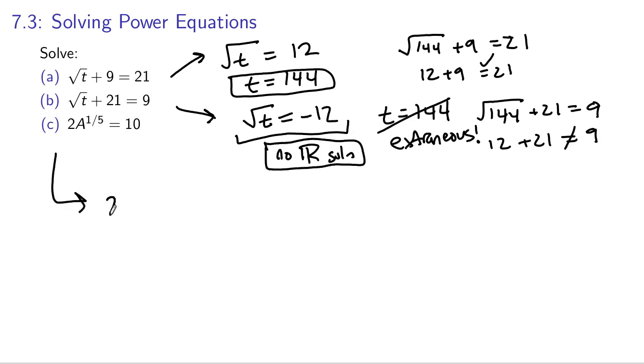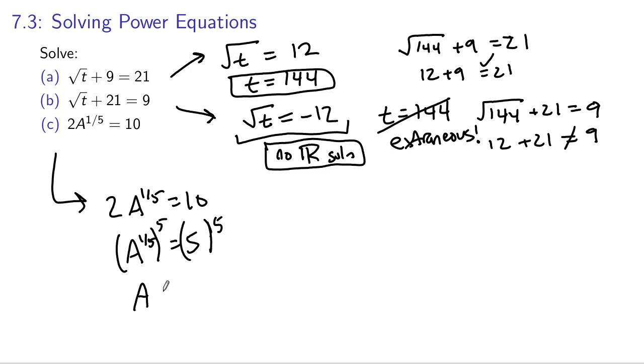C, we have this 1/5 power. How do we deal with that? First, divide by 2 to get rid of the coefficient here of a to the 1/5. Now, take both sides of the equation to the fifth power, and we get a to the 1/5 to the fifth. That gives us a to the first power, which is just a, and 5 to the fifth, which is a pretty big number. 5 times 5 times 5 times 5 times 5. No problems here with extraneous solutions or multiple solutions because it's an odd power.